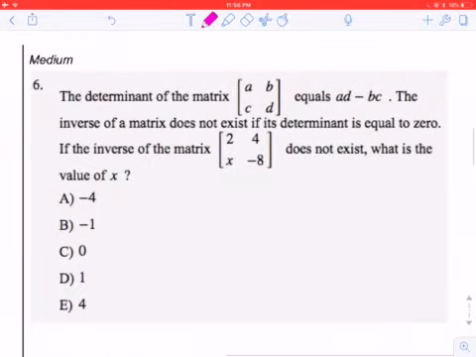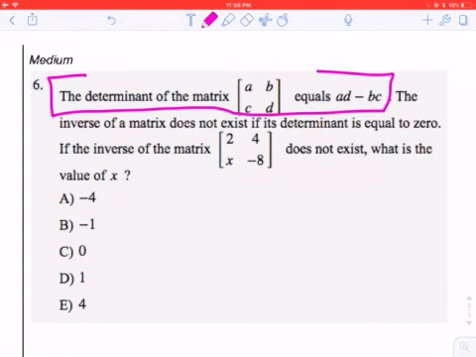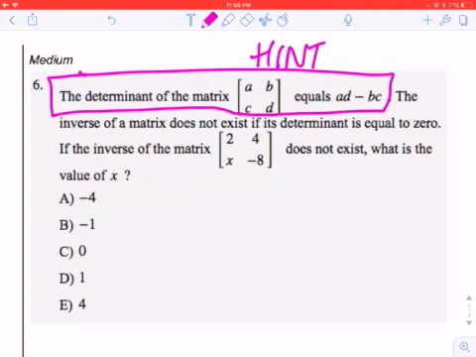For medium, it says the determinant of the matrix A, B, C, D equals AD minus BC. This is super common on the ACT. They are giving you a huge hint here. So they want you to use the matrix. They're telling you what the determinant is in this case. They're even telling you the word determinant, and they're telling you what it equals.